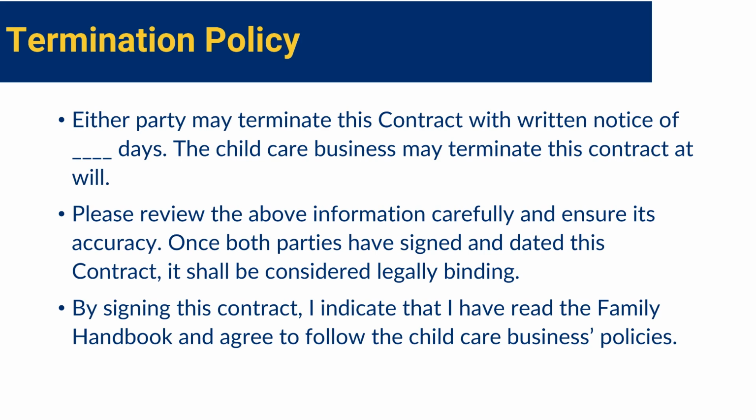The termination policy will outline how the agreement is ended. Here is an example. Either party may terminate this contract with written notice of how many days. The child care business may terminate this contract at will. Please review the above information carefully and ensure its accuracy. Once both parties have signed and dated this contract, it shall be considered legally binding. By signing this contract, I indicate that I have read the family handbook and agree to follow the child care business policies. Be sure to have designated spaces for the parent, legal guardian, and child care provider signatures and date. You can find a written example of the contract shown in this presentation in the guide that accompanies this video.